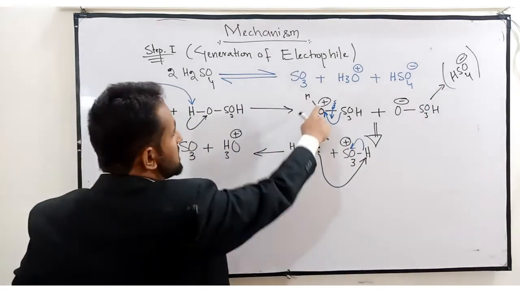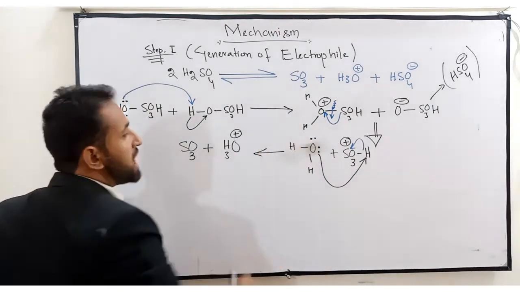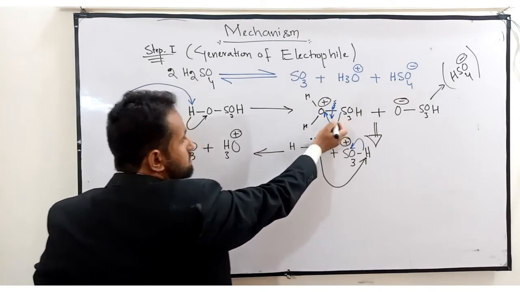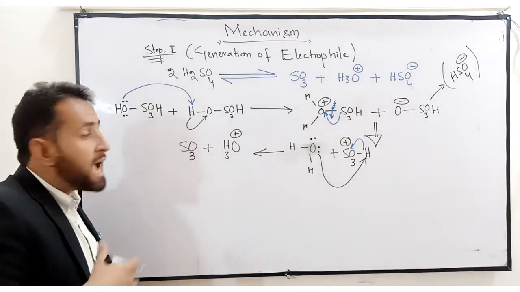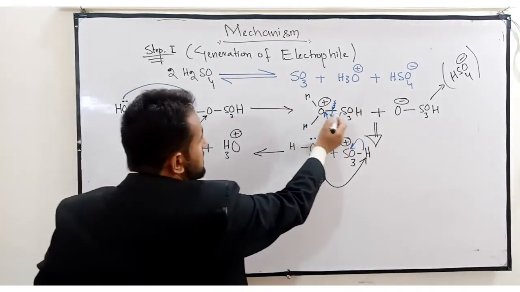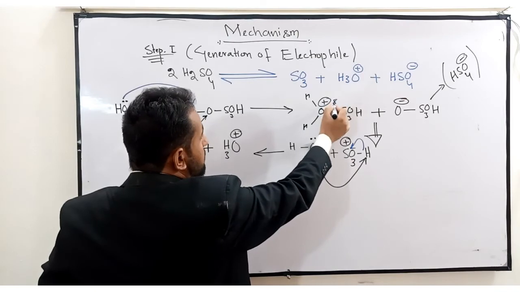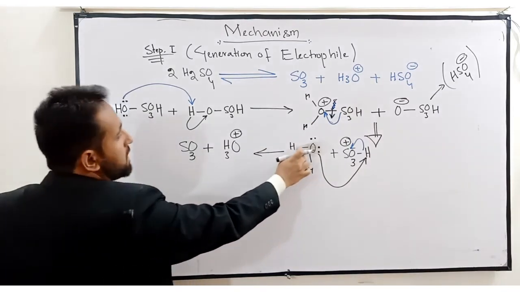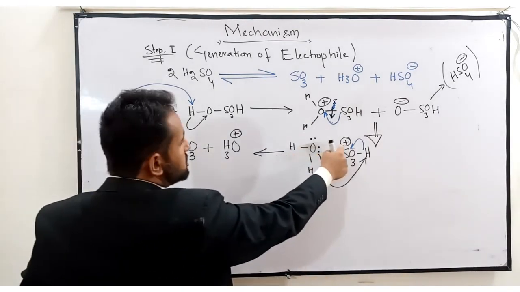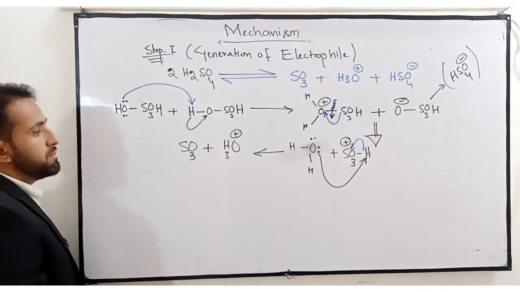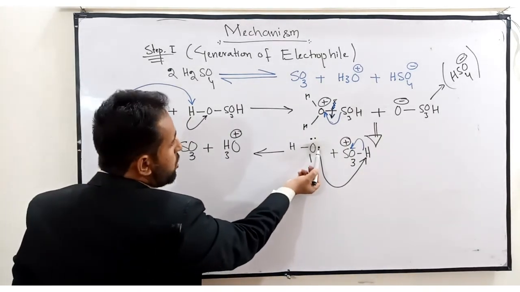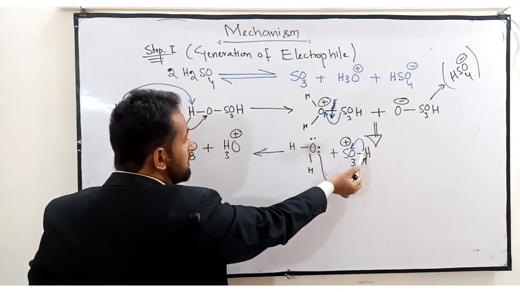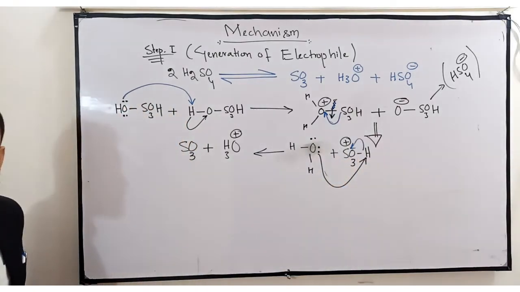Now, since there is a positive charge on this oxygen atom, this oxygen atom attracts its electrons from the sulfur atom to stabilize itself. Understand? When oxygen receives electrons from the sulfur, the bond from this portion will break, because here a stable molecule will form, that is the water molecule H2O, and a positive charge will come on the sulfur atom. Now again, the oxygen atom has a lone pair of electrons. The same oxygen will give its lone pair of electrons to this proton, and the proton will give its electron to the sulfur. What is the benefit of this step?